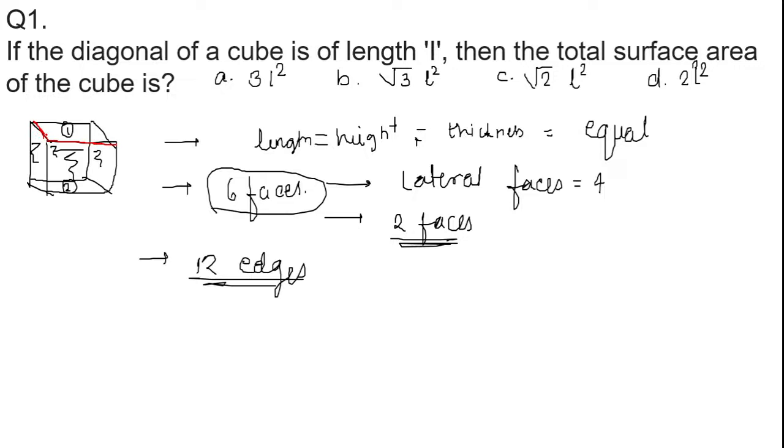These are the edges. Okay, so if we count all these edges, there are a total of 12 edges. On the upper side we can find 4, similarly on the lower side 4, and the lateral side 2. Okay, so there are a total of 12 edges.